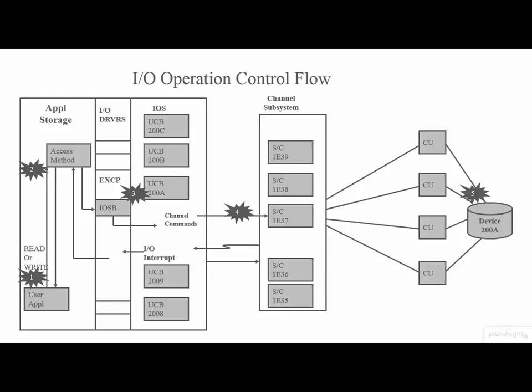The device performs the operation and signals completion. This results in the channel subsystem being notified of completion and generating an interrupt back to z/OS. At this point, the access methods are notified that the I/O has completed, and the requested data is returned to the application program. Let's now take a brief look at the final element in our overview, resource management.